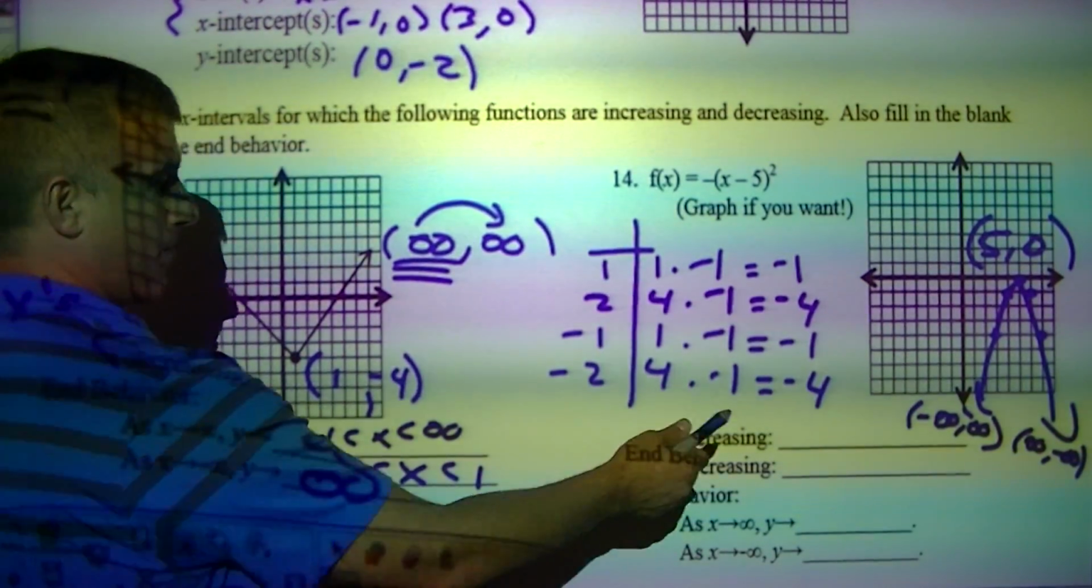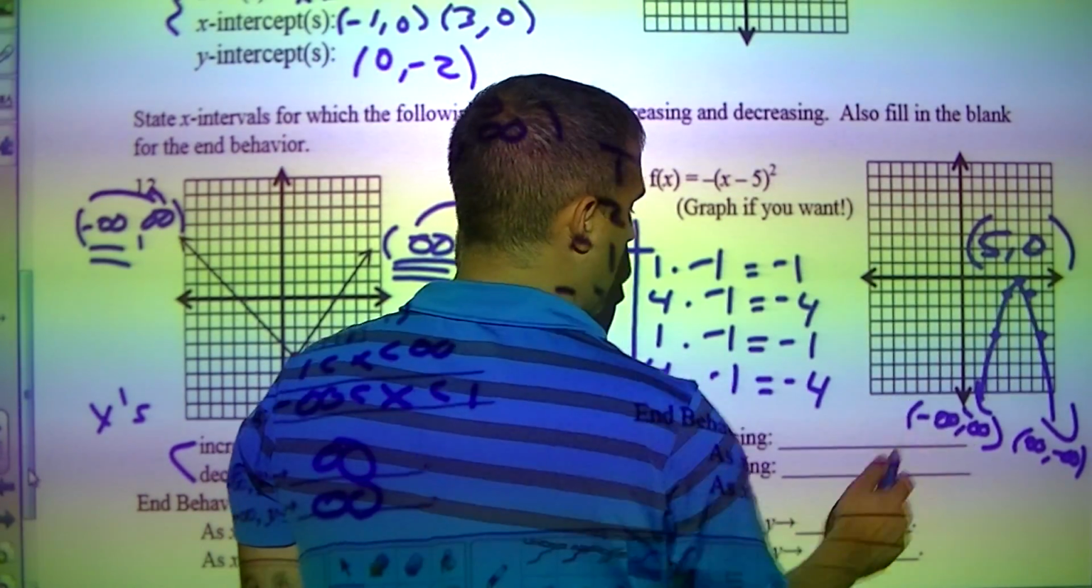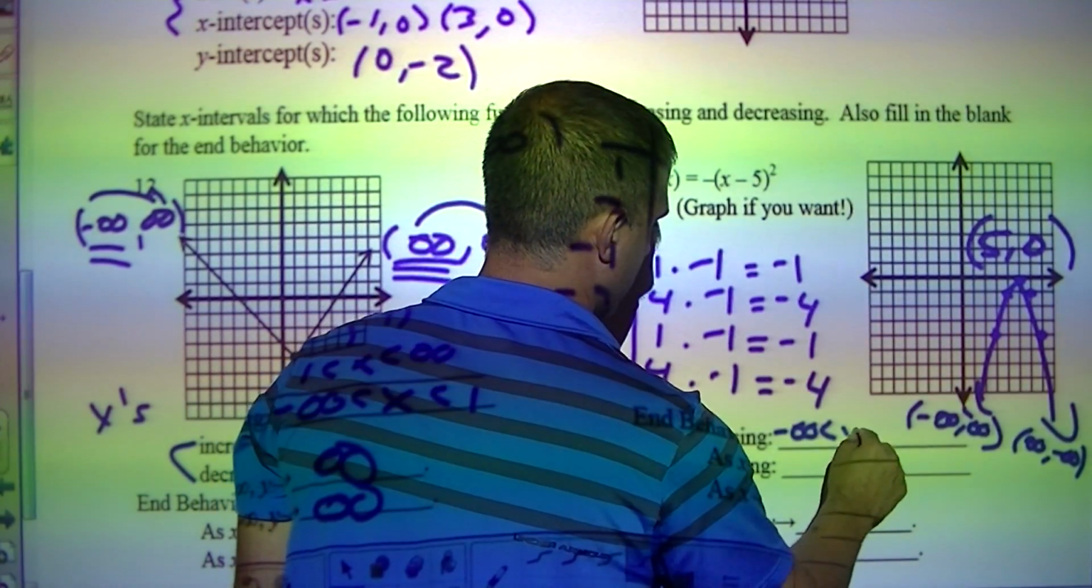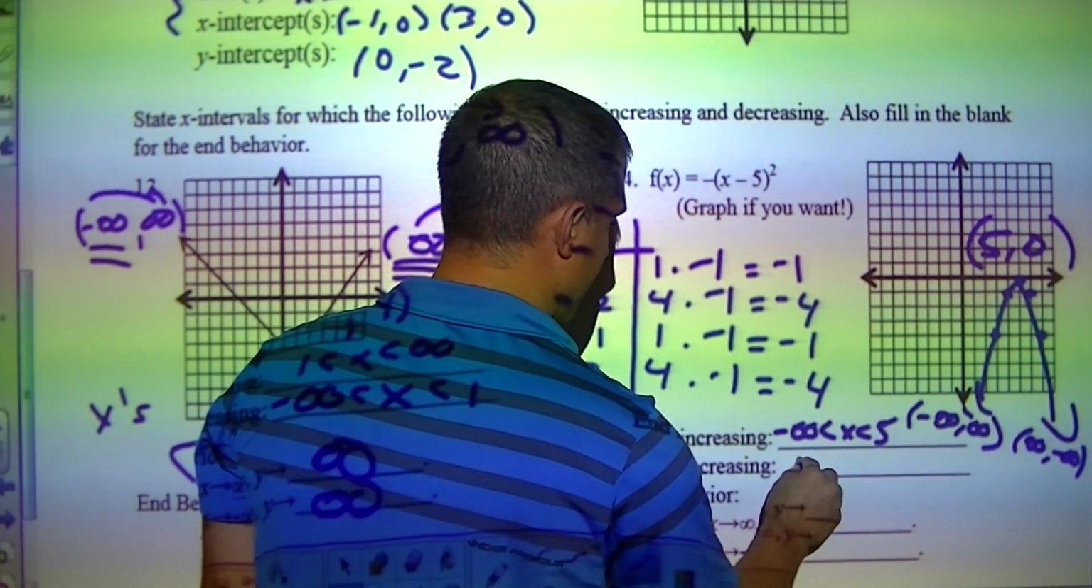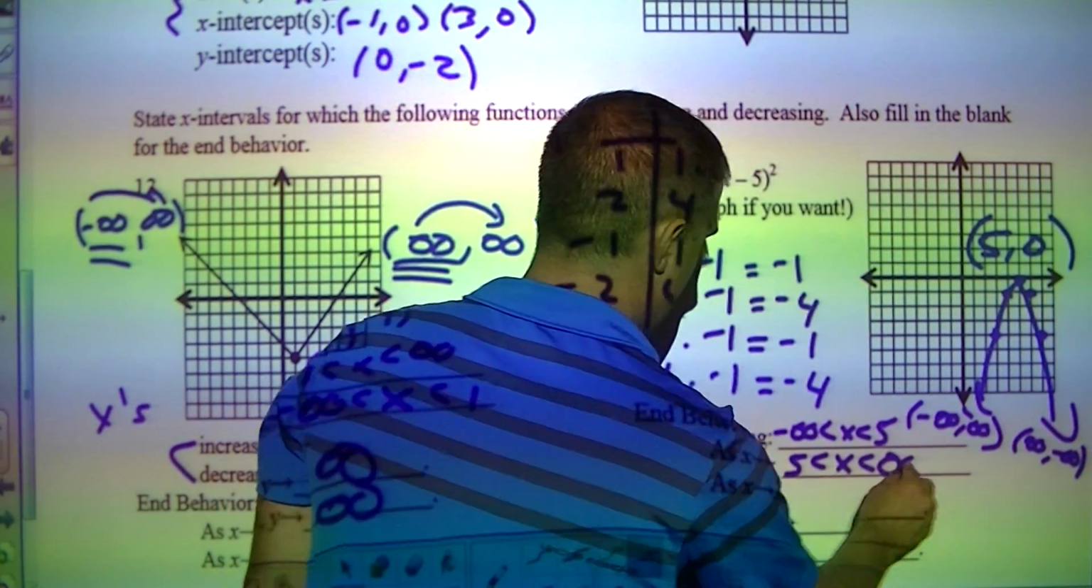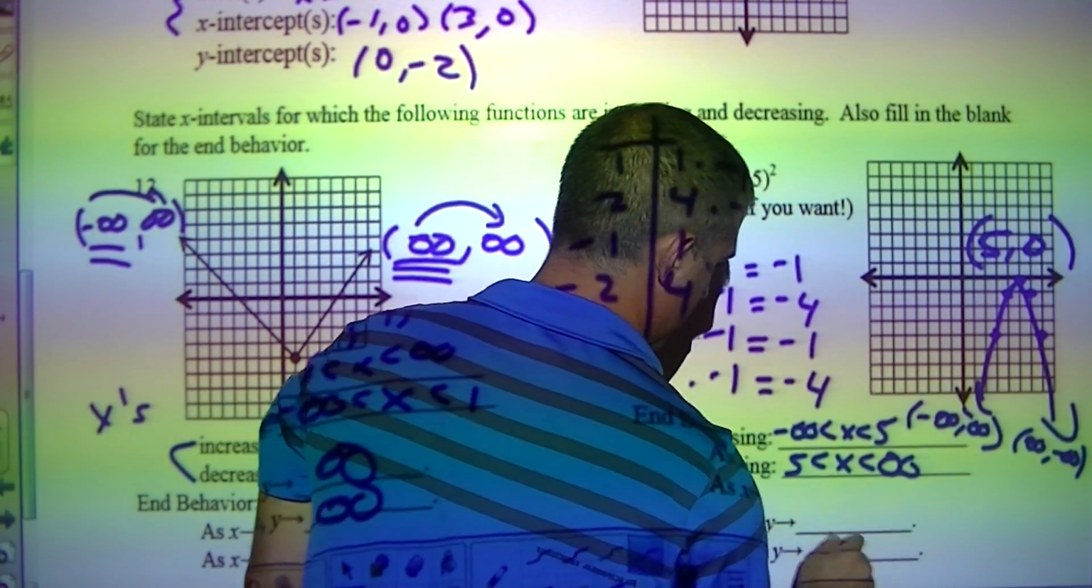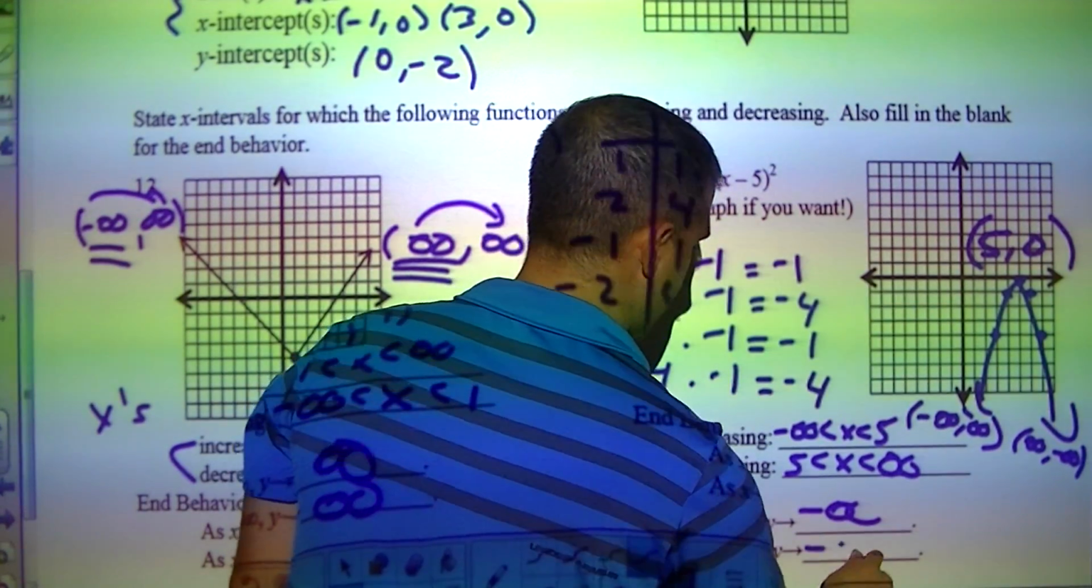Okay. So negative infinity to 5, that's going to be my increase. 5 to infinity will be the decrease. Okay? As x approaches infinity, that's going to be negative. As x approaches negative infinity, that's also going to be negative.